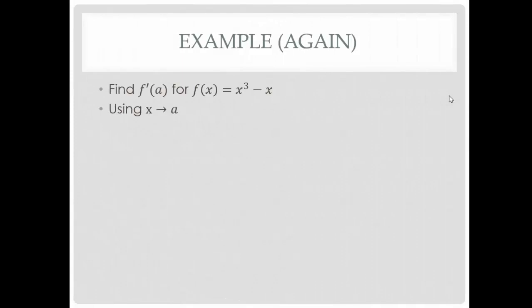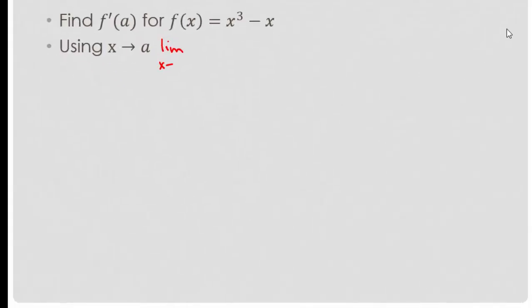Now I'm going to redo the same problem using the x goes to a limit, just for the sake of showing you that you will in fact get the same answer, but I think this will also help illustrate why we tend to use the h goes to 0 limit instead. So this is the limit as x approaches a, f of x minus f of a over x minus a. This is the other limit definition of a derivative.